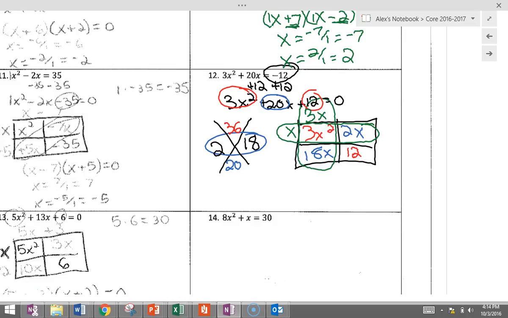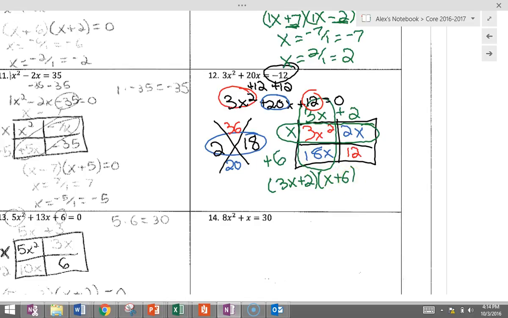So x goes with 2x. X times positive 2 is 2x. 3x times positive 6 is 18x. So I have then, with my two factors, 3x plus 2 and x plus 6.